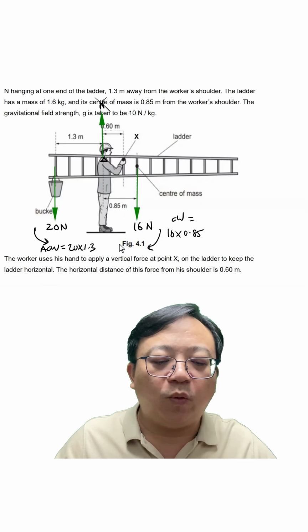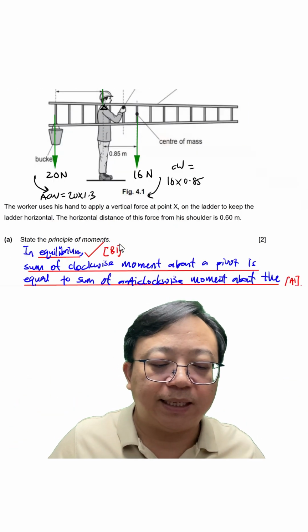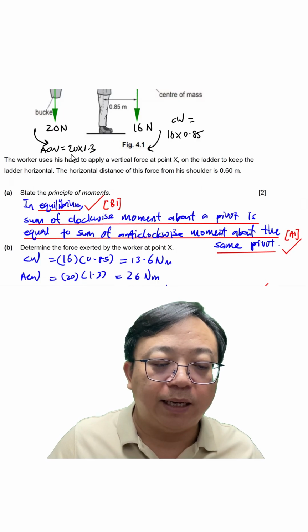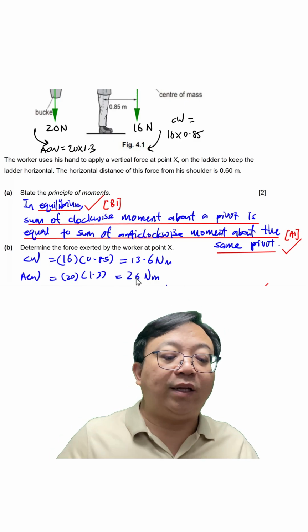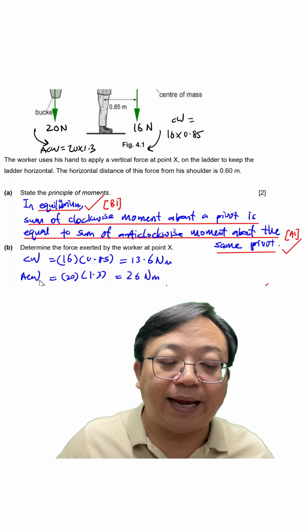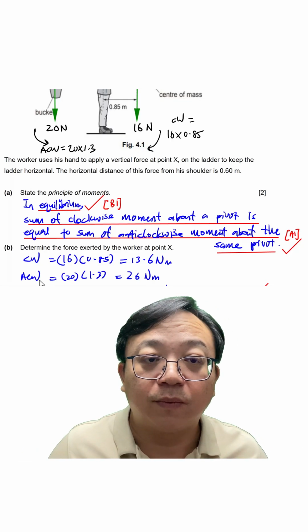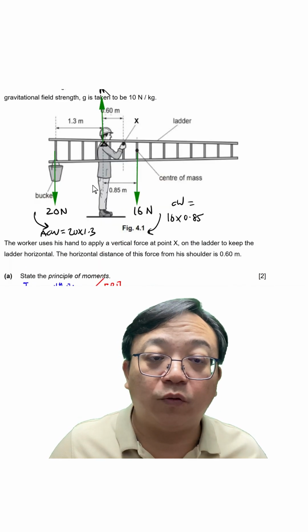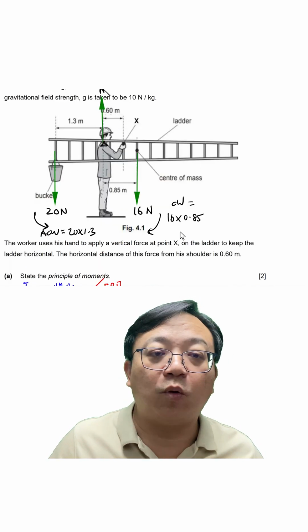So what is the net moment now? Let's find out. 16 times 0.85 is 13.6 clockwise, right? Anti-clockwise is 20 times 1.3, which is 26, right? So which is bigger? 26 is bigger than 13.6, right? That means the net is an anti-clockwise moment. Okay? In other words, if this only acted by these 2 forces, there will be an anti-clockwise moment, right?